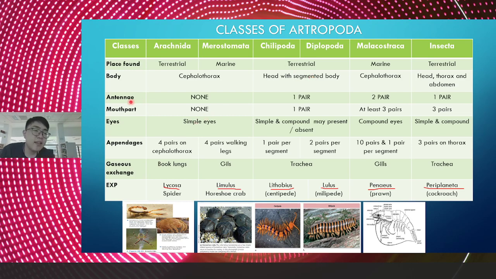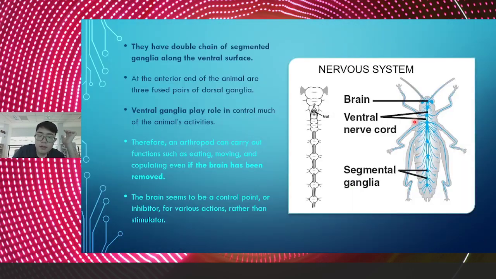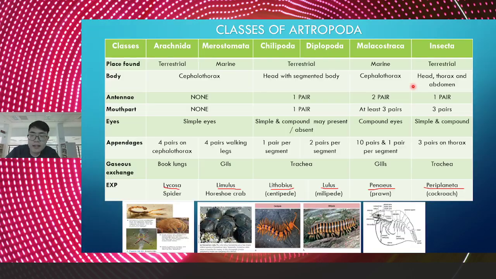Okay. For antenna yang awak nampak insect tu ada one pair yang panjang-panjang punya lah. Ini. Inilah macam ini. Antenna lah, called antenna. So for Arachnida and Merostomata, they do not have antenna. Mereka langsung tak ada. For Chilopoda and Diplopoda, they have one pair, and also insecta they also have one pair. For Malacostraca, they have two pairs.